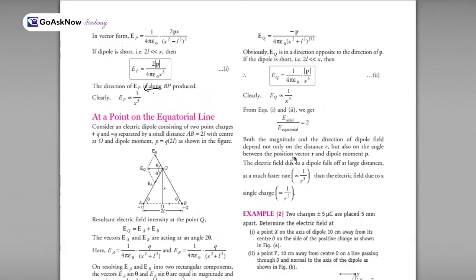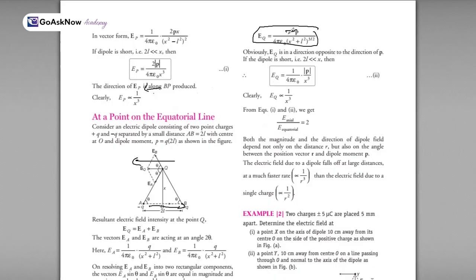So E at Q due to Q. E at Q is what? Minus P by 4 pi epsilon naught x square plus L square to the power 3 by 2. EQ is in the direction opposite to the direction of P. So here the net electric field at this point is in this direction, that is in the negative direction. Why? Because we have taken this direction as positive, so this direction is negative. That is why the sign is negative here. So we have the value minus K P upon x square plus L square to the power 3 by 2.